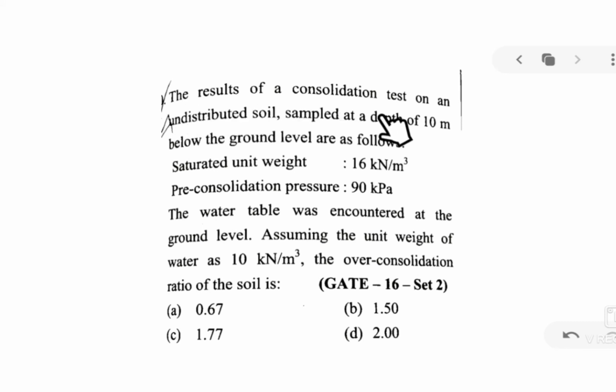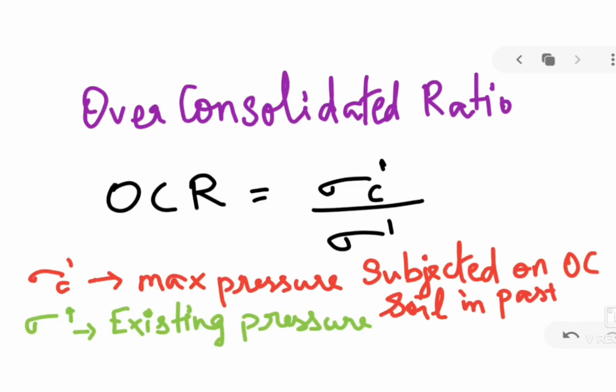The results of a consolidation test on an undisturbed soil sampled at a depth of 10 meter below the ground level are as follows. The result they have given here. The water table was encountered at the ground level. Assuming the unit weight of water as 10 kN per meter cube, the over consolidation ratio of the soil is. They have asked the over consolidation ratio.